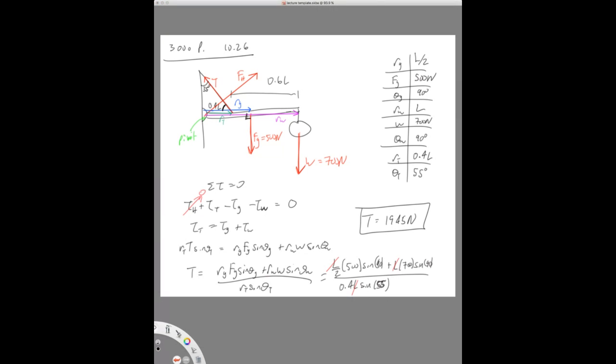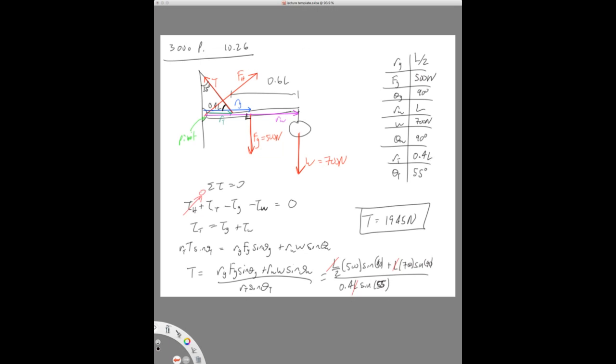Okay, so the second part is to find the force from the hinge. And let's see if they want magnitude and direction or components. I think it says the force. So I think normally if I see force, I'm thinking magnitude and direction.